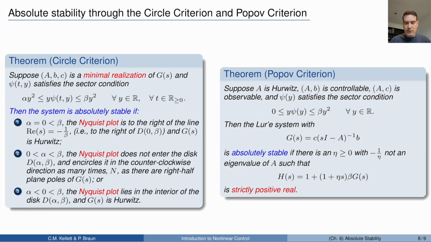A different criterion, also with the corresponding visual representation, is the Popov criterion. Again, relying on similar methods, it allows one to draw conclusions about absolute stability of a linear system subject to nonlinear uncertainties in terms of this function phi.